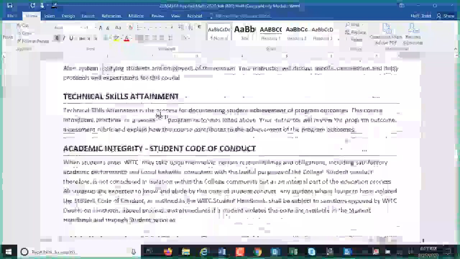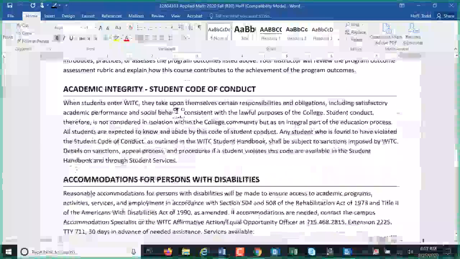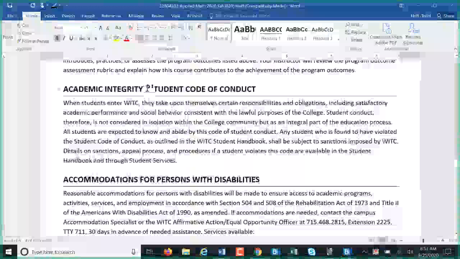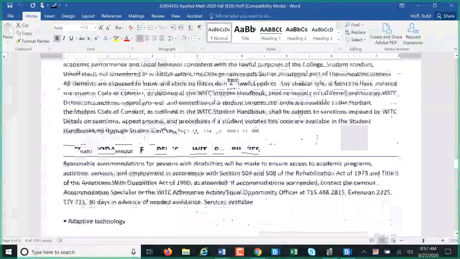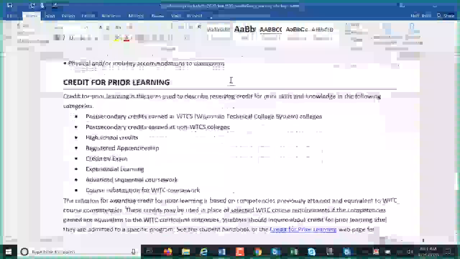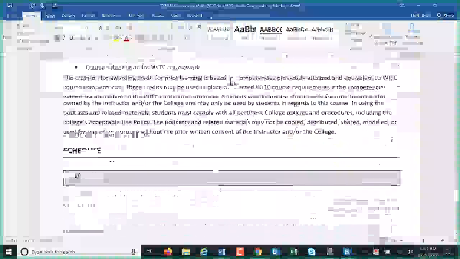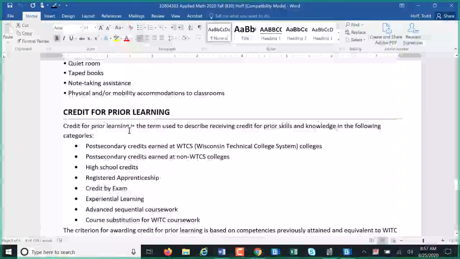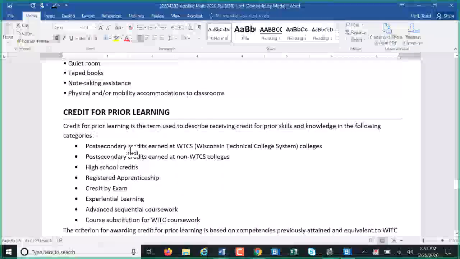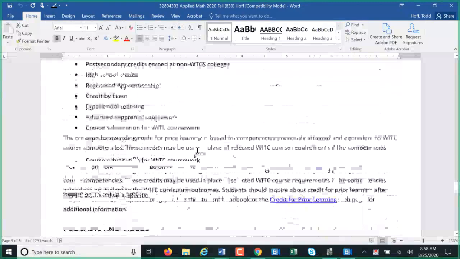Inclement weather, like I said, shouldn't be an issue this semester since we can log in from home. Academic integrity, don't cheat. I shouldn't have to say any more about that one. Other than that, if you've had prior learning, if you've had other college level math classes, you might want to talk to me. We might be able to get you credit for this class so you don't have to take it. So there's a possibility there. Let me know. We can take a look at it.